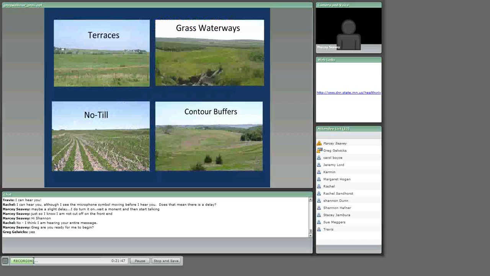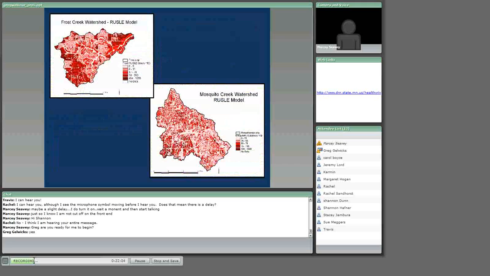Some of the tools that we have to minimize effects of cultivation are in the watershed. We have terraces, grass waterways, no-till, contour buffers, and several other practices. And one of the bright spots on the horizon is we've increased our ability to target these practices in the places that they'll do the most good.